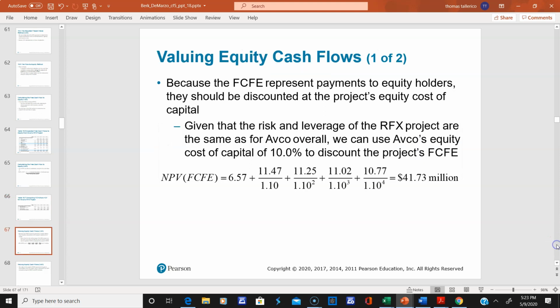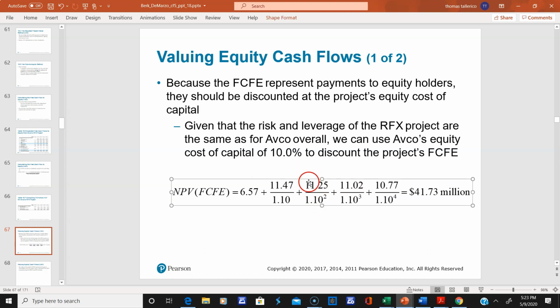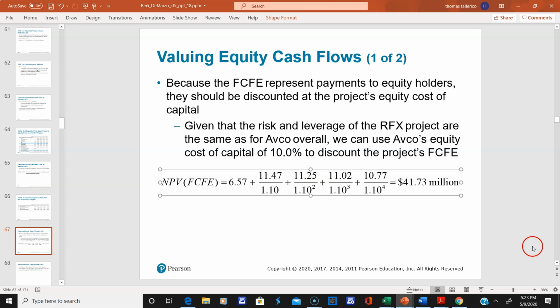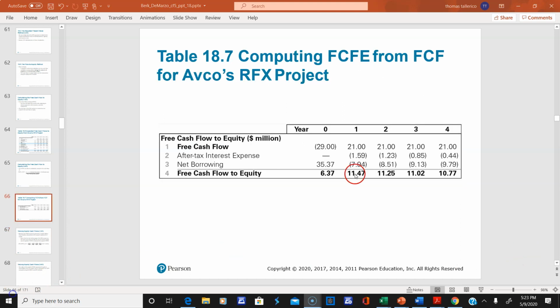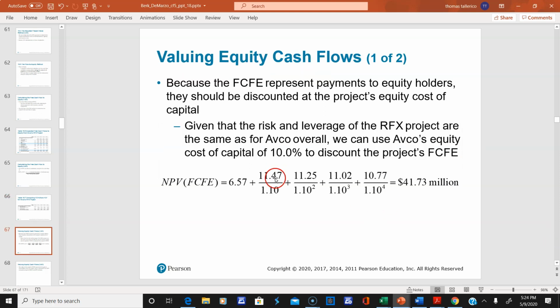So once we have the free cash flows to equity, we now look at all these up here. And here is the equity cost of capital, because we're doing equity now. So here's the free cash flows to equity, and you can see they go up here. Now we're using the equity cost of capital because we're doing equity. So the free cash flow to equity is simply this equation, and it comes out to, again, 41.73 million. Same as we had before.